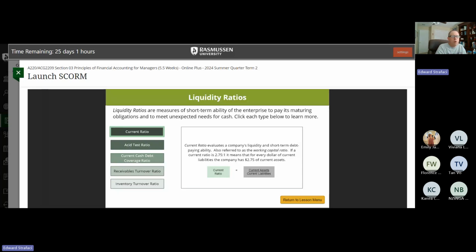And this week's keyword is liquidity. Liquidity, liquidity. If your current assets are X and your current liabilities, which is money you owe out immediately, are Y, you divide them.